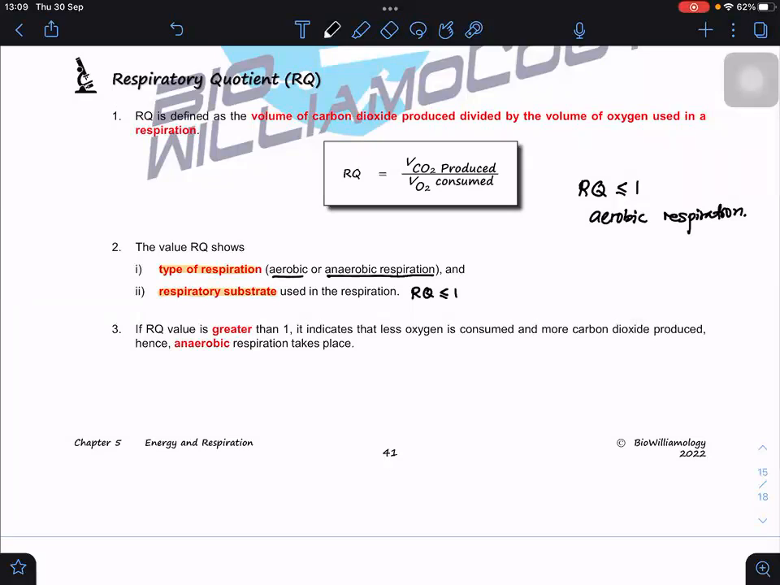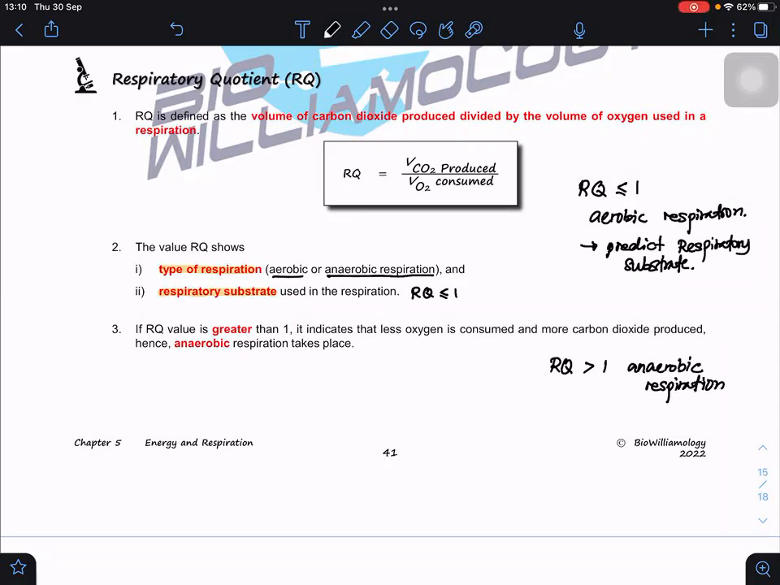If the RQ value is less than 1, then from this RQ value, we will be able to predict what the respiratory substrate is. So let's say, for example, if the RQ value equals 1, then the respiratory substrate is carbohydrate. But if the RQ value is more than 1, this is anaerobic respiration.